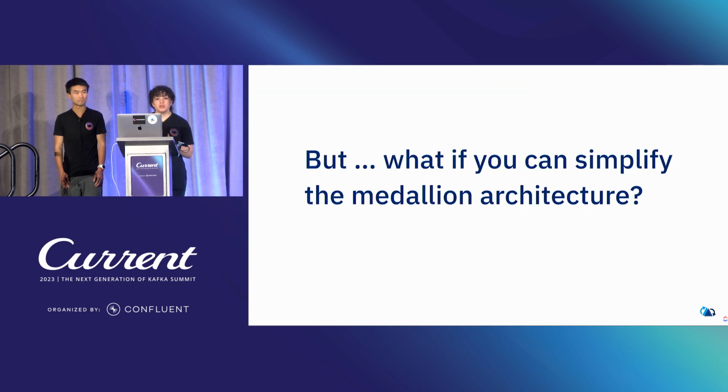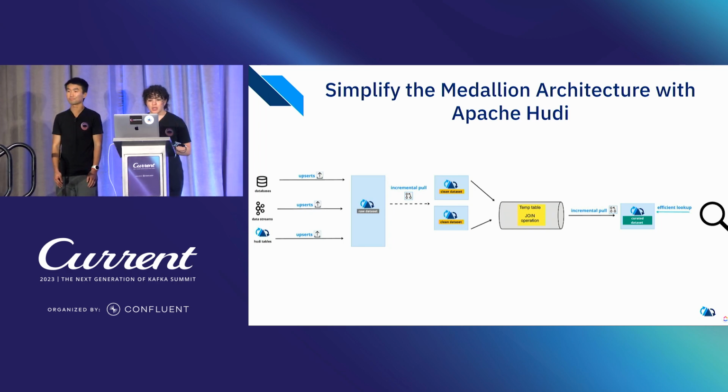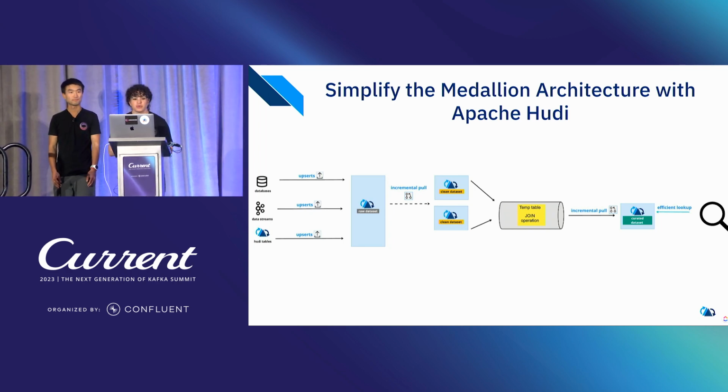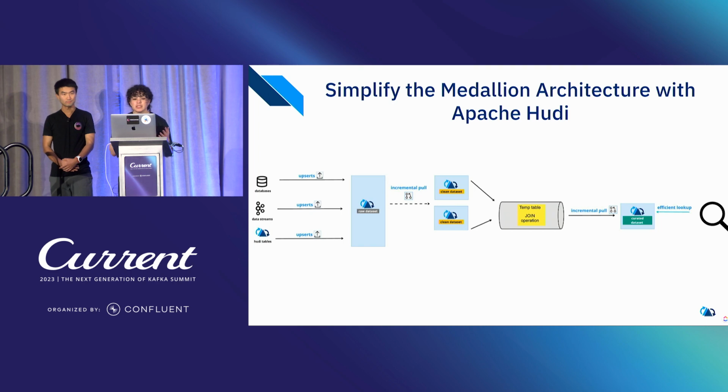But what if you can simplify the Medallion architecture? What's a probable way that this will look like? Well, one way you can do this is implementing Hudi into your Medallion architecture. And we'll talk about how this is efficient throughout the rest of this presentation. So typically in this architecture, you'll have some sources and you'll ingest data into the raw data layer or bronze layer, right? And that's pretty straightforward. But then from there, if you want to update your silver layer, you can incrementally pull the changes that are coming in from the bronze layer and do row-level updates to the silver layer.